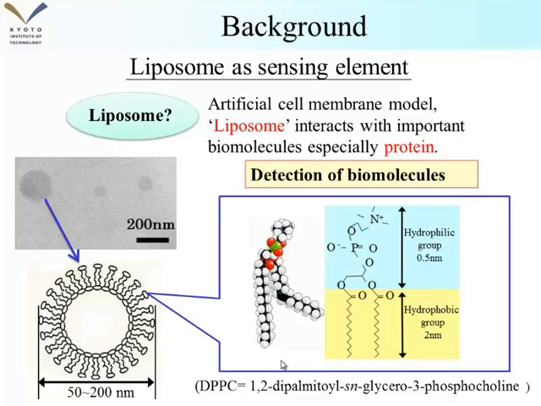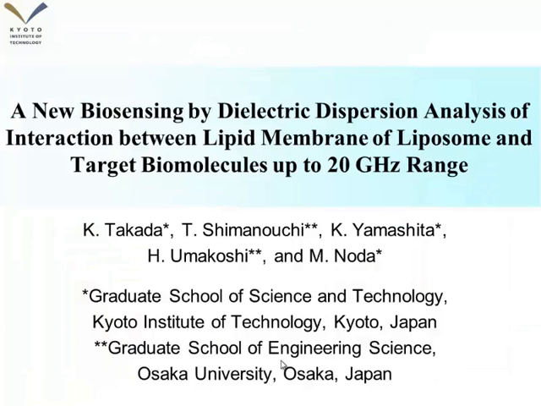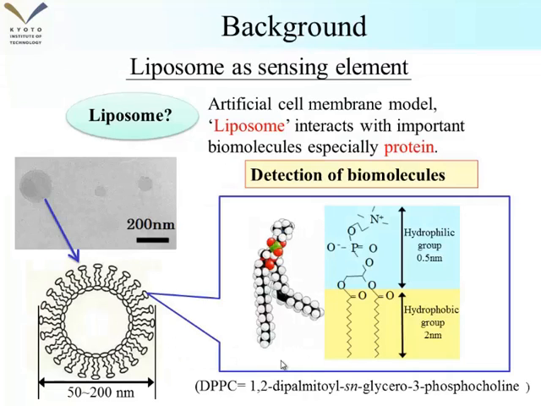What is a liposome? It is composed of closed shape of phospholipid membrane and known as an artificial cell membrane model. This shows a TEM image of liposome. Liposome is comprised of phospholipids consisting of hydrophobic group and a hydrophilic group. In this work, we use liposome with controlled diameter around 100 nanometer.